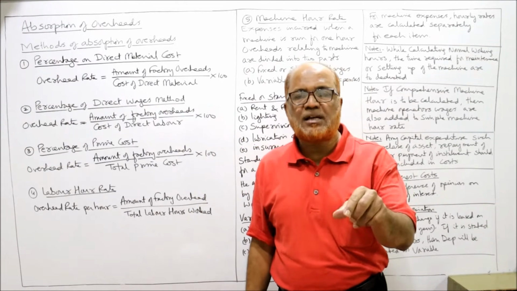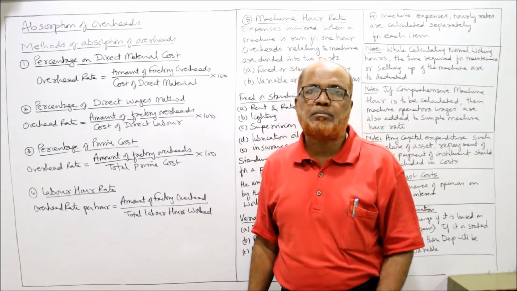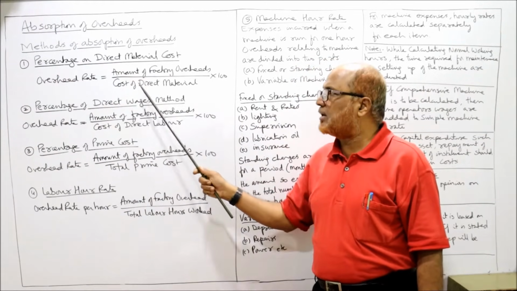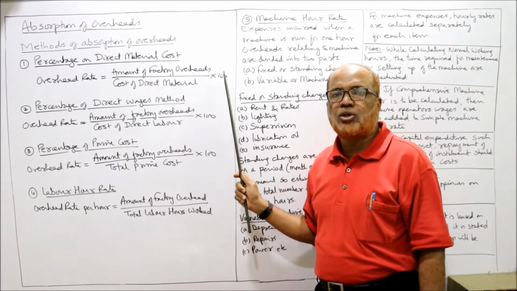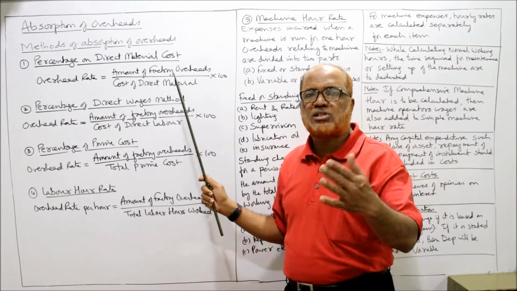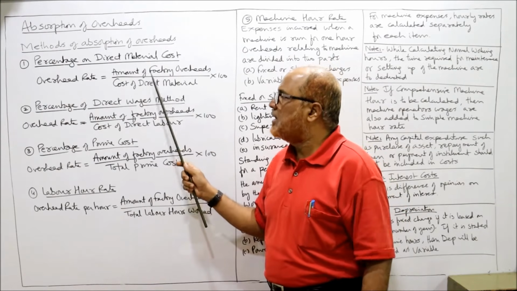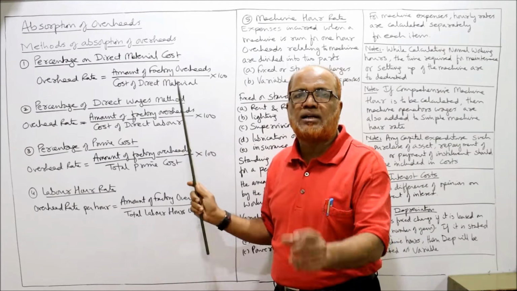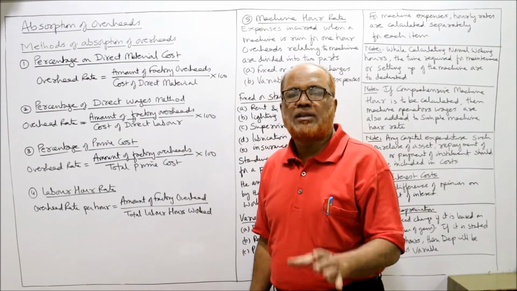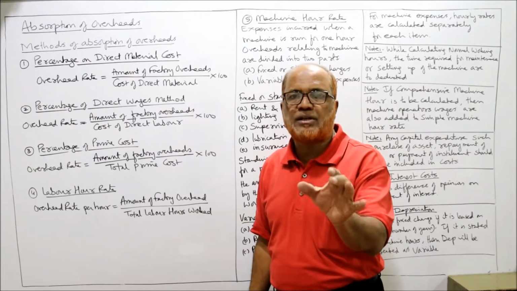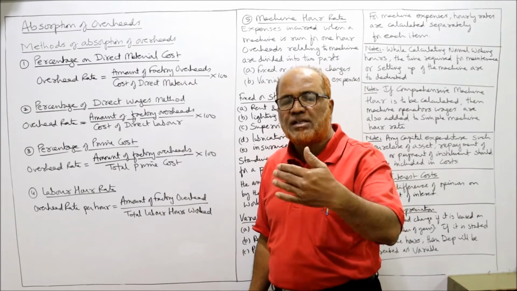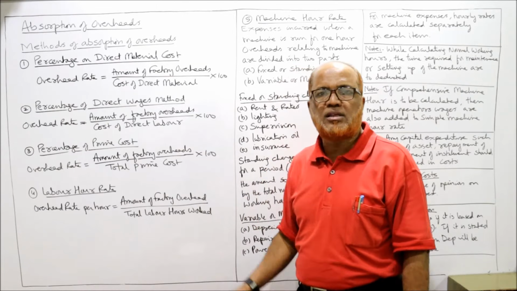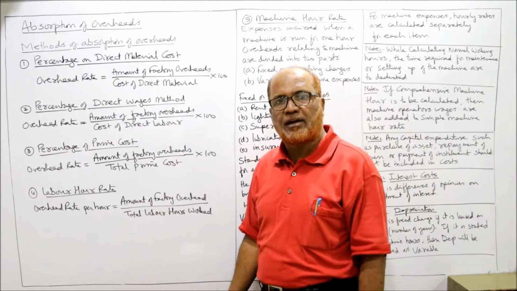So what is the percentage of factory overhead on direct material? So overhead rate will be amount of factory overhead divided by cost of direct material into 100. In our example just now I have given 1 lakh rupees is the factory overhead and 10 lakh rupees is the direct material. So 1 lakh by 10 lakh into 100, 10%. So we can say the factory overheads are 10% of material. तो जो भी material, जितना भी material use होगा उसका 10% factory overhead charge करेंगे. This is one method of absorbing the factory overhead.